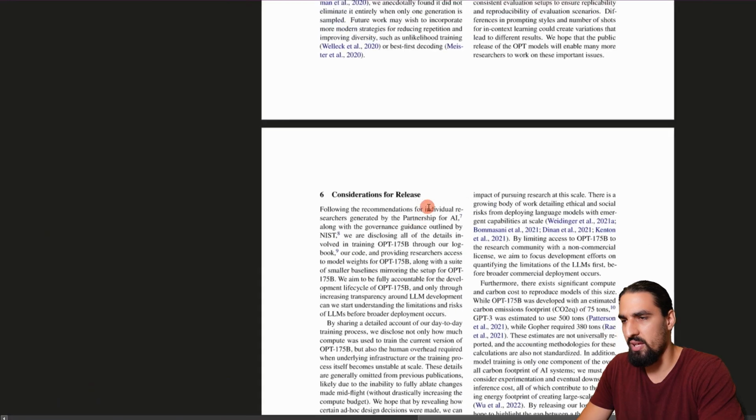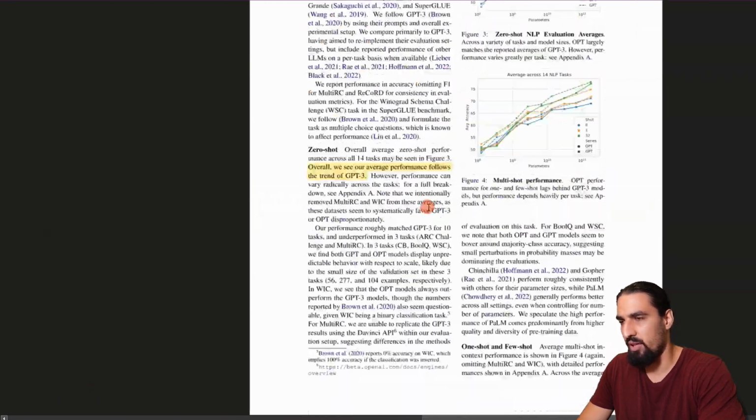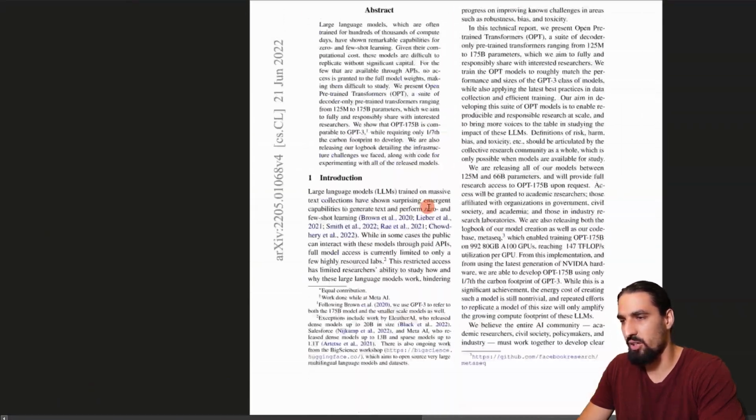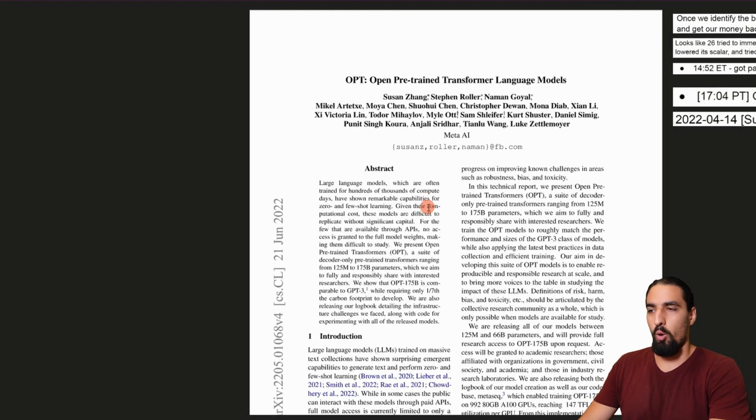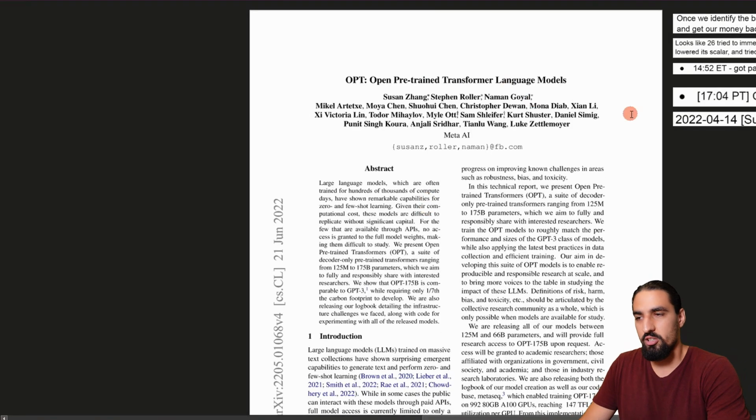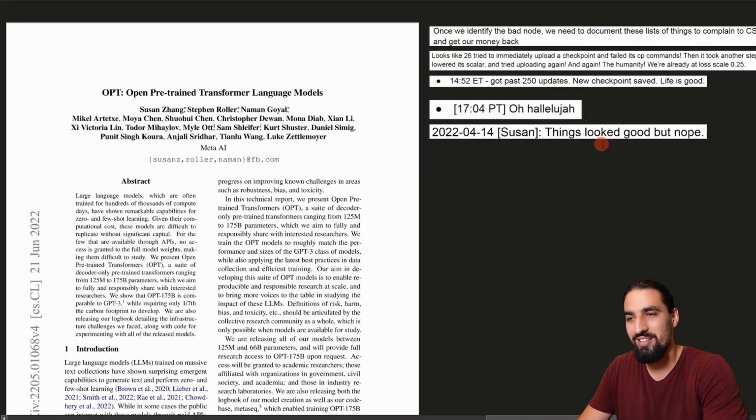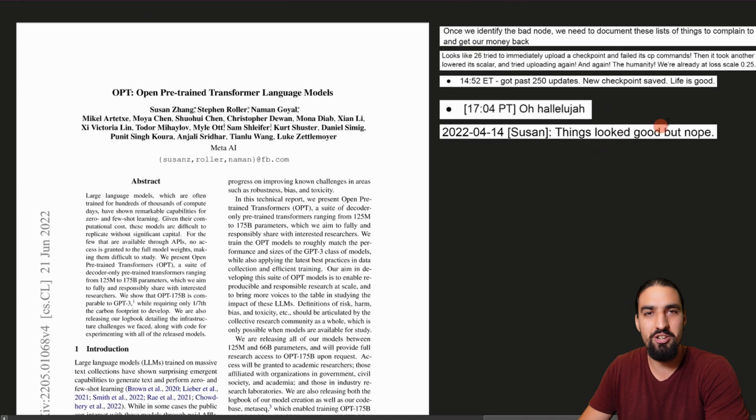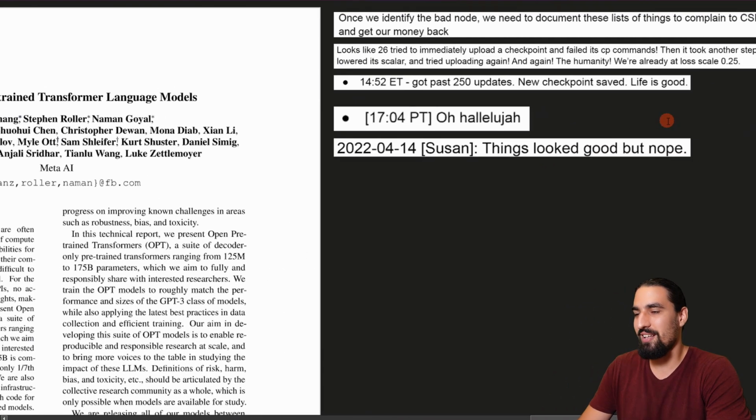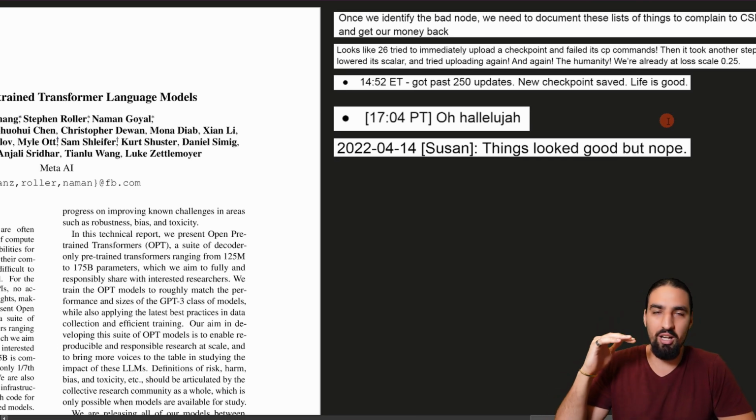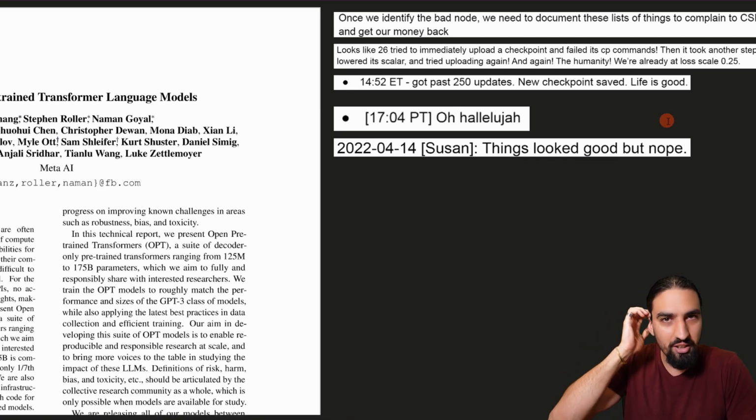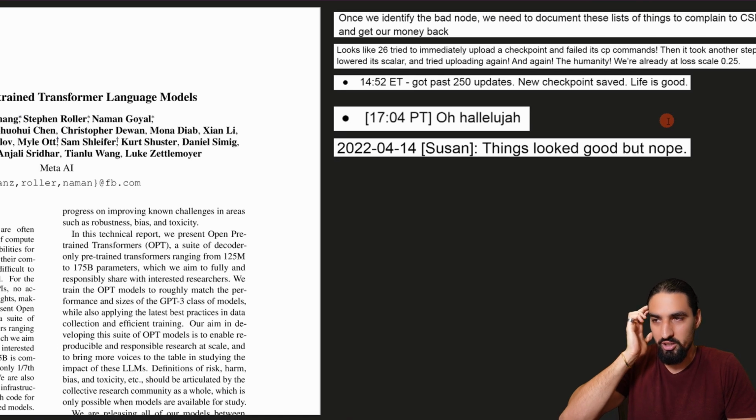I'm going to open up the OPT paper, and let's start from the beginning here. So, Open Pre-trained Transformer language models. These guys had a lot of problems training their models. Reading through the logs was such a joy. Let me show you a couple of snippets from a huge document they have. There are like 140 pages or so of their internal logs. That's very cool, they shared those.